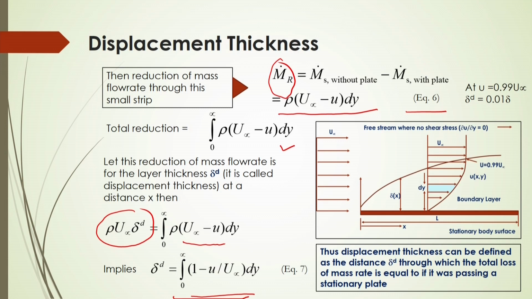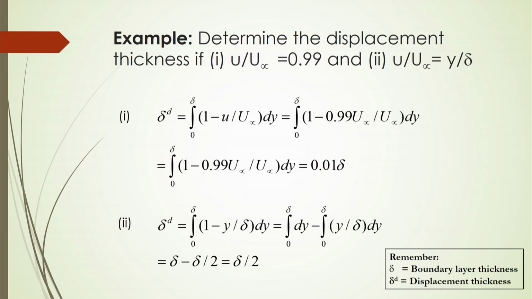Now, to find this displacement thickness, you have to know the ratio of the local velocity to the free stream velocity in the boundary layer region. That profile will give you the displacement thickness. You will get several laminar and turbulent boundary layer profiles, and if you substitute the profile of that boundary layer, you can easily calculate the displacement thickness.